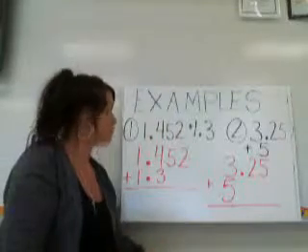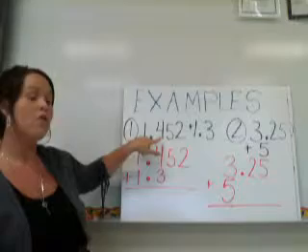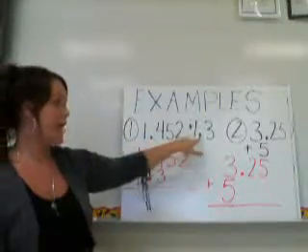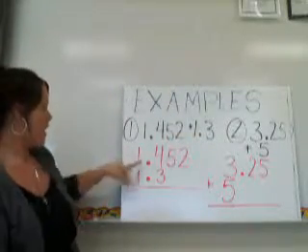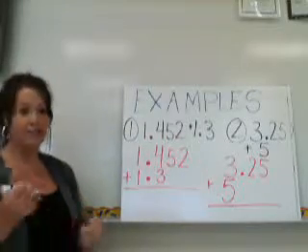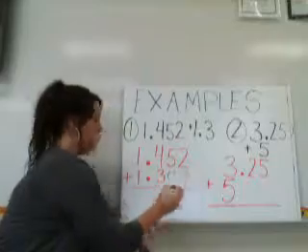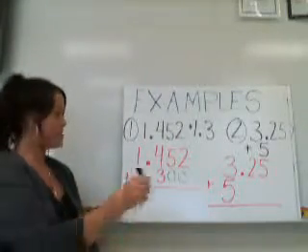So looking at some examples. The first number is read as 1 and 452 thousandths plus 1 and 3/10. I've lined up my decimal points, but I still have two placeholders that I need to fill in, so I'm going to do that with zeros. Now both numbers are the same length, so we're just going to add them like we have been doing.